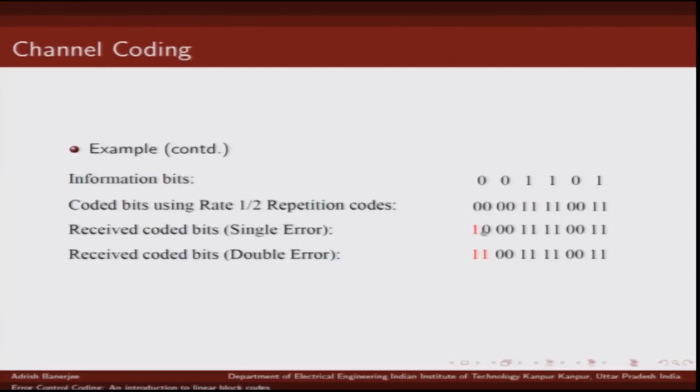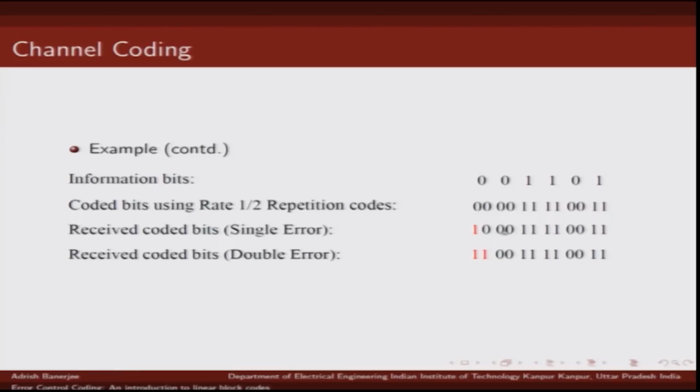Now, since it is a repetition code, what do you expect? I expect that both the bits should be the same, right? But in this case, the first bit is 1, the second bit is 0, which means there is a transmission error. So, I am able to detect a single error. How? Because these bits were encoded using a rate 1/2 repetition code, I expect these 2 bits to be the same. So, I know there is an error in the first bit, but I do not know whether this is bit 0 or bit 1.